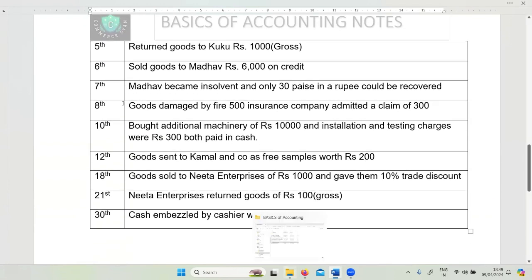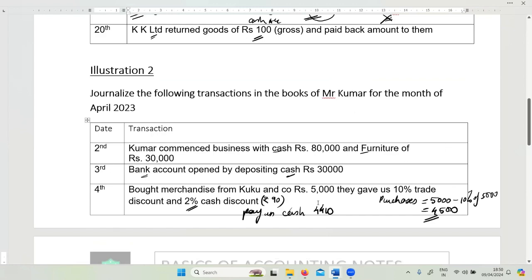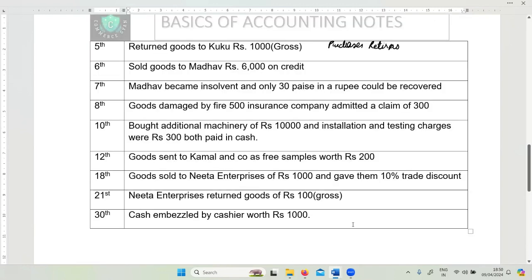We are taking the return goods to Cuckoo 1,000 gross. Okay. Cuckoo had given us goods at 10% trade discount. So basically Cuckoo and Company, we are returning goods of 1,000 gross. So purchase returns, when we write this transaction for purchase returns, remember that the amount will be after the trade discount. So trade discount was 10% given by Cuckoo and Company, if you remember in the previous part of this illustration, they are giving us 10% trade discount and 2% cash discount. So this we need to consider when we are returning goods.